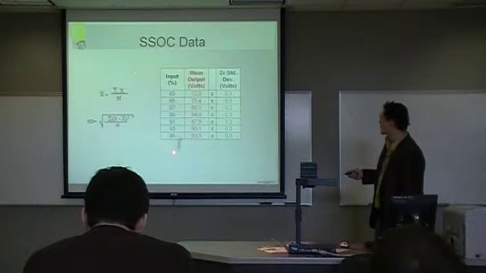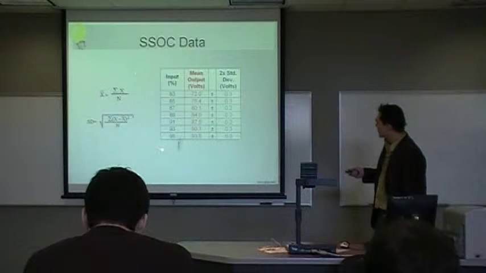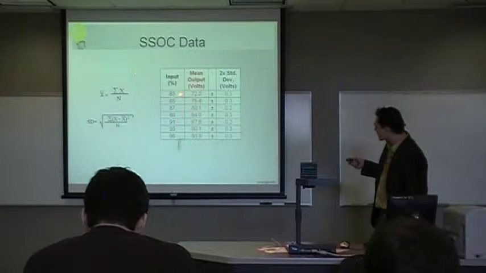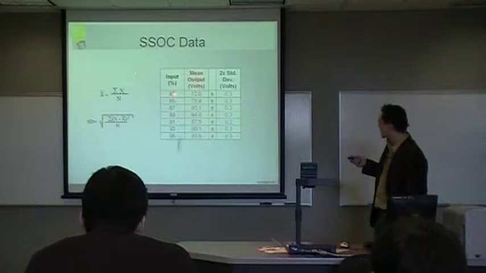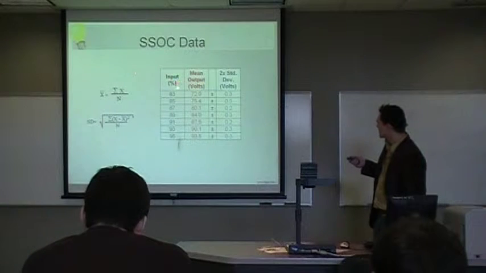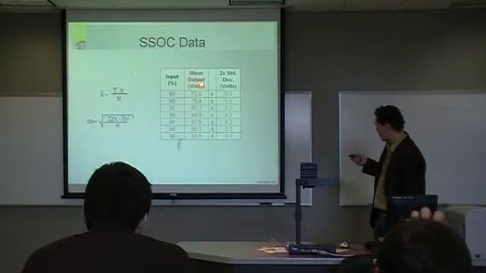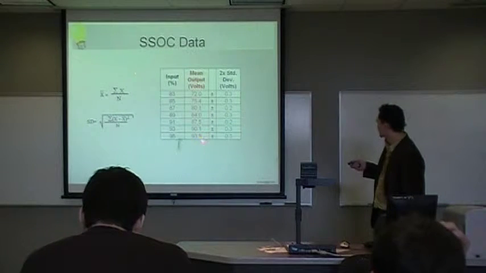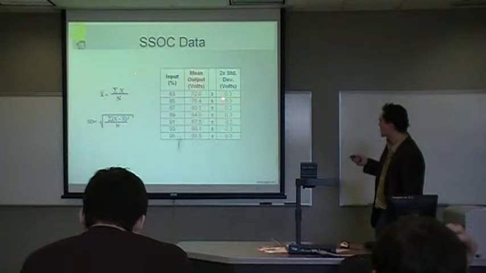And this is our steady state operating curve data. This was for input at 85, 87, all the way down to 95. And this is our output for each portion. Activation, see, 2 times. It's pretty close.